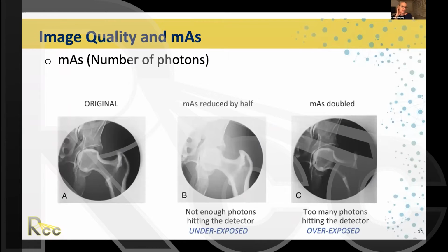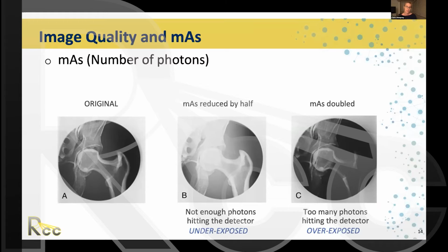So this is just an example of what changing the MAS will do to your image based on a single example. So the image you've got in A is your original, so it's got really nice definition, good contrast between the different parts of the bone. You can see everything really clearly.